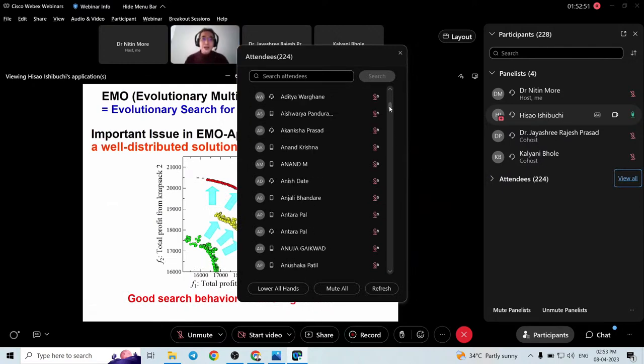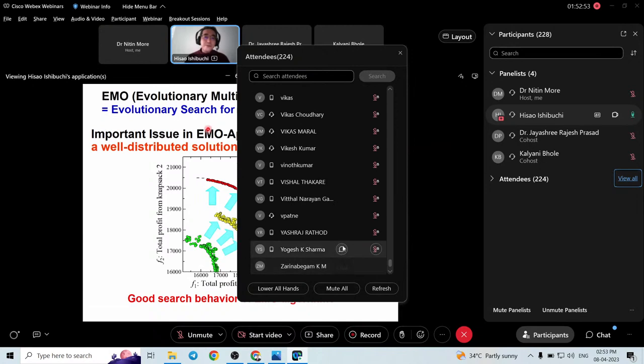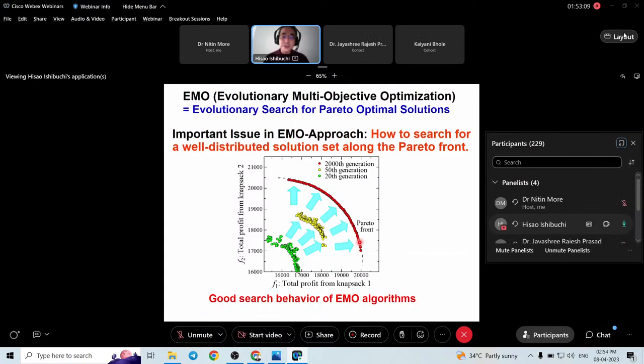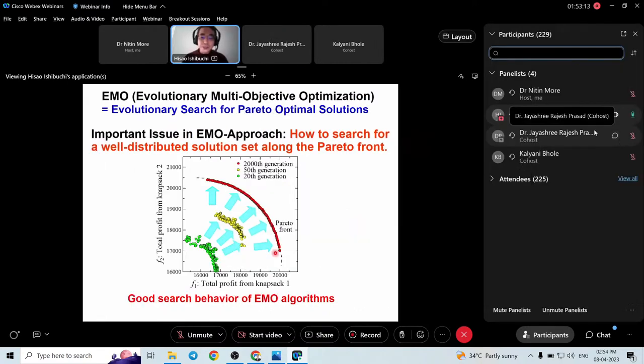Now, I'd like to move to the main part of evolutionary multi-objective optimization. Since many solutions are presented to the decision maker, the important issue in the algorithm is how to search for a well-distributed solution set along the Pareto front. How to search for these red points. This is the main issue.